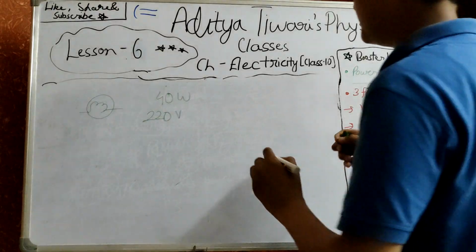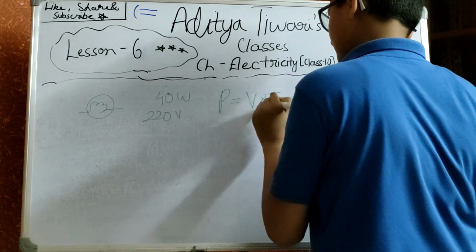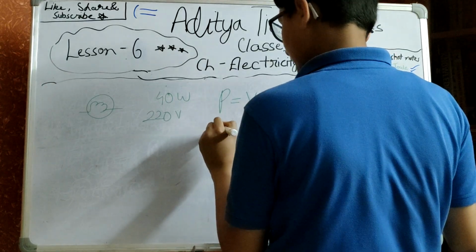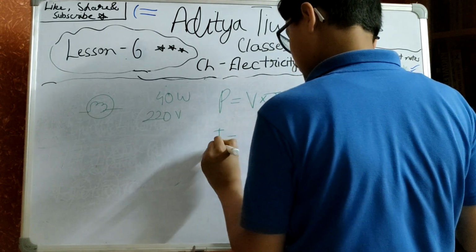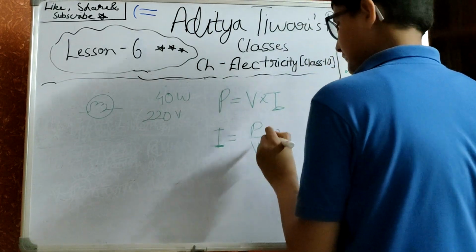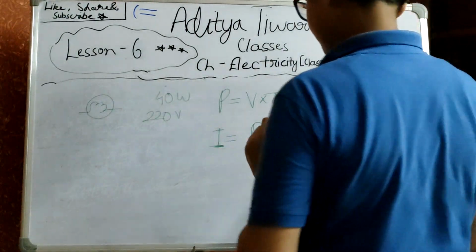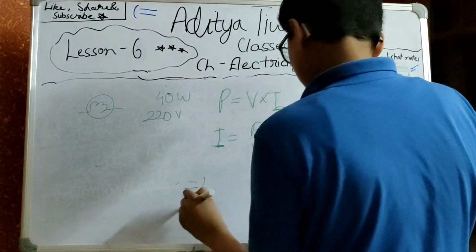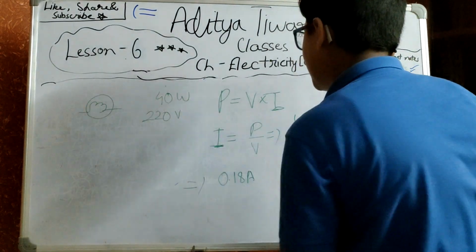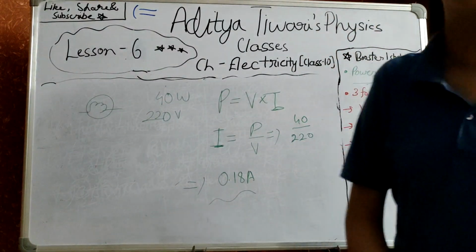Okay, so this will use an easy formula. P is equal to V times I. So, I is equal to P by V, which is equal to 40 divided by 220, which is equal to 0.18 amperes. So this is the answer. It draws 0.18 amperes.